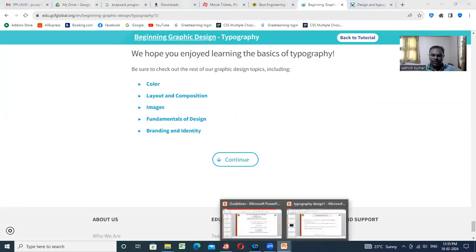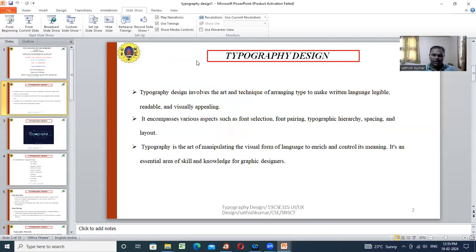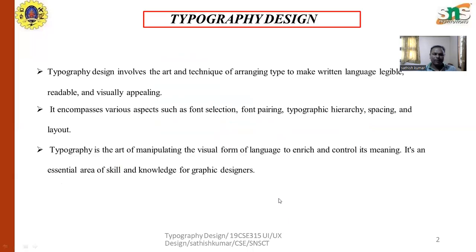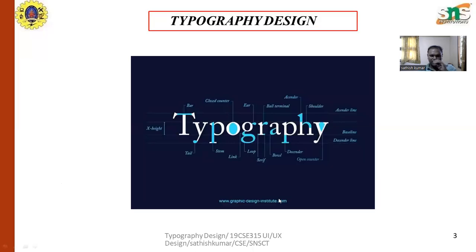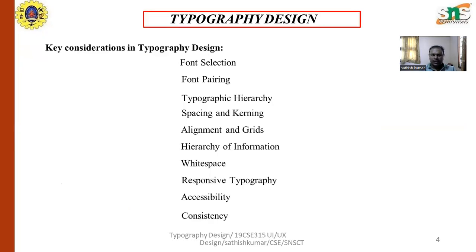Now we come to typography. Here this is typography: x-height, bar, closed counter, tail, stem, link, loop. So here the key considerations in typography design are font selection, font pairing, typographic hierarchy, spacing and kerning, alignment and grids, hierarchy of information, white space, responsive typography, and accessibility and consistency.